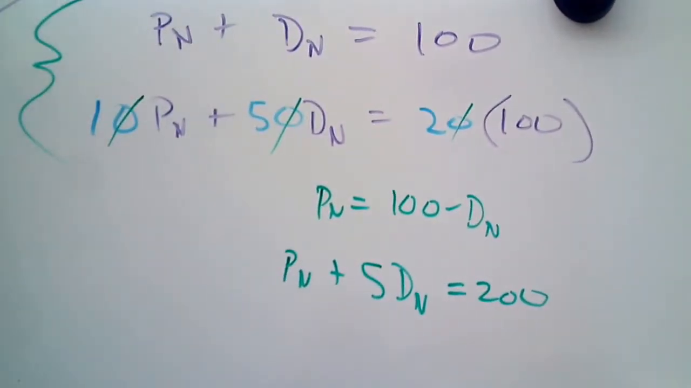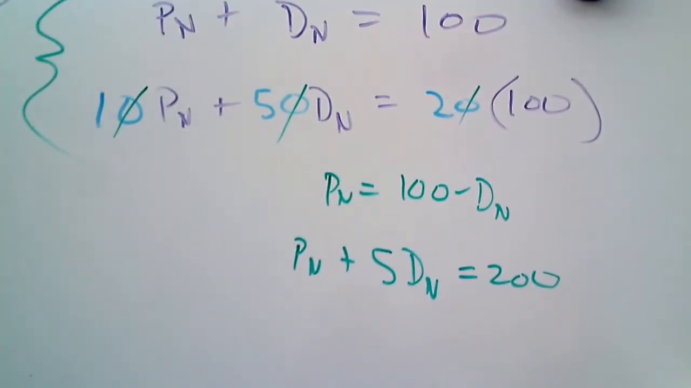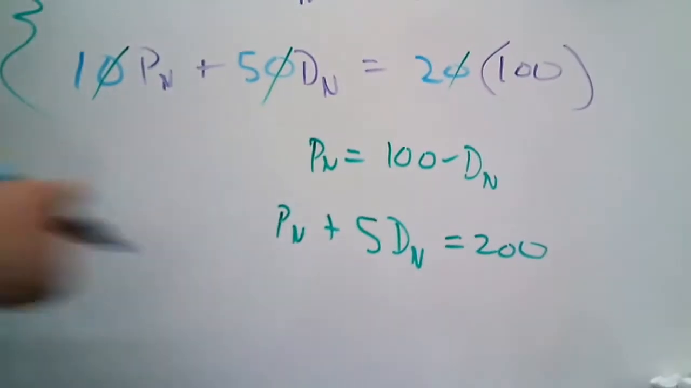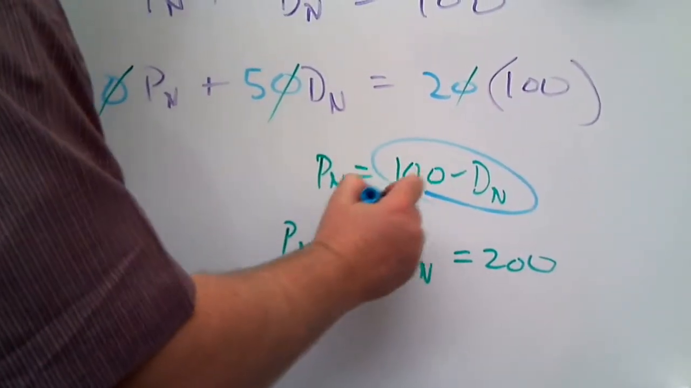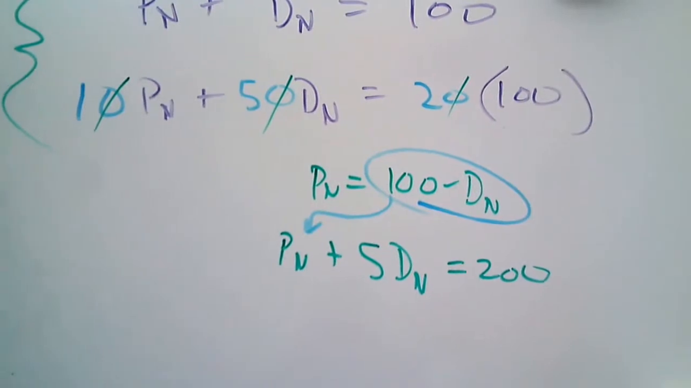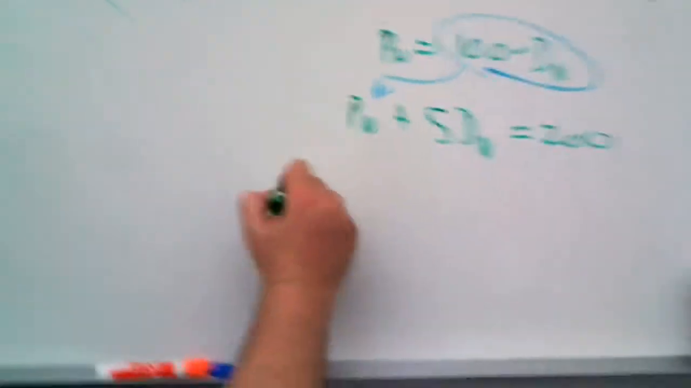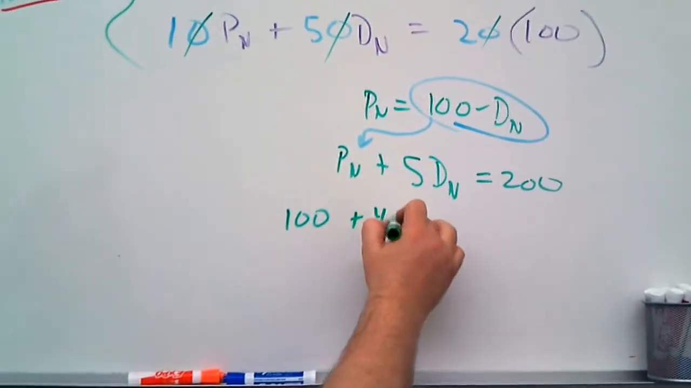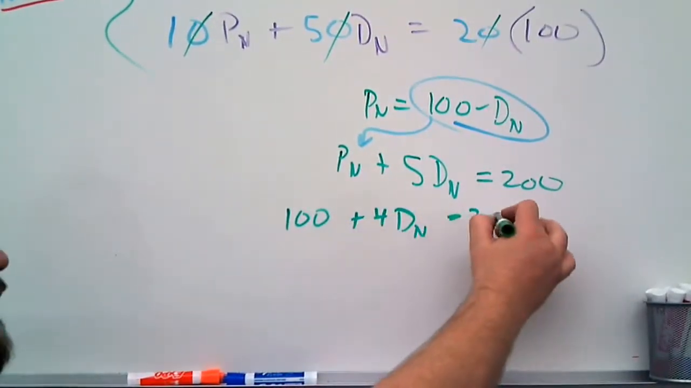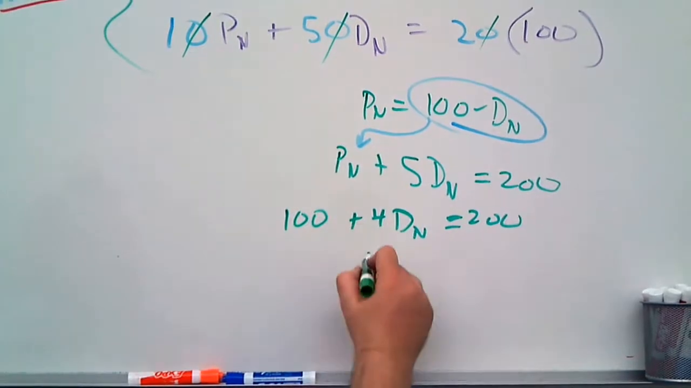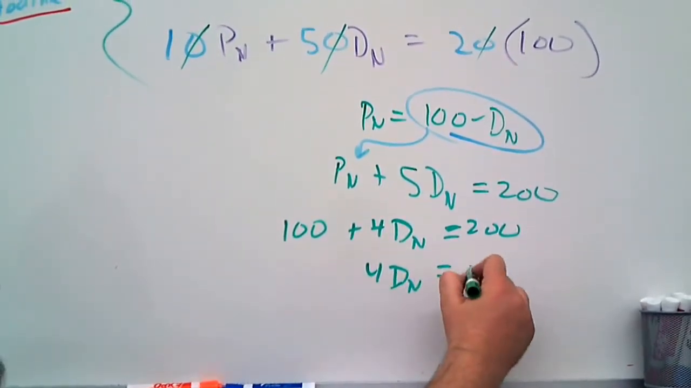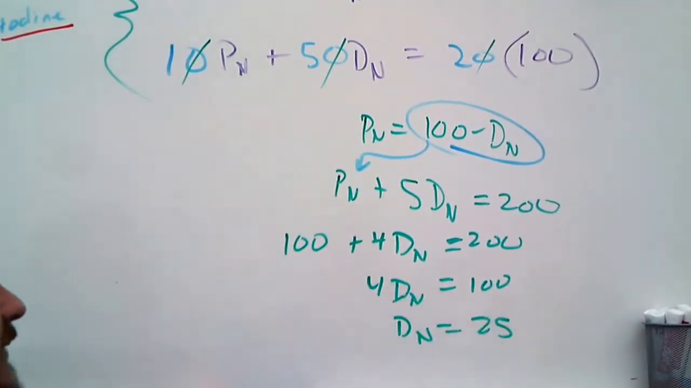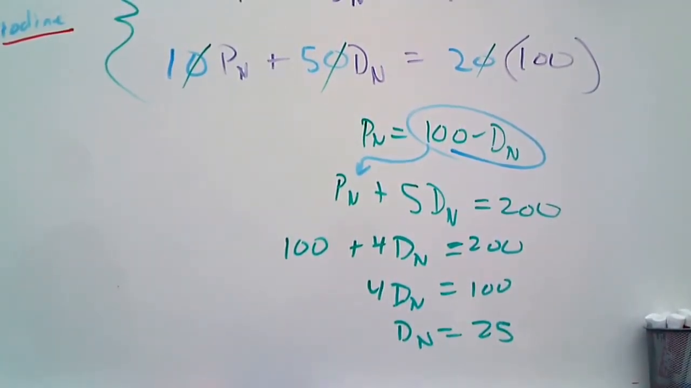And now my numbers are a little bit easier to work with. It's just kind of a general tip whenever you're working with these things. So we are going to substitute this in for Pn right here. So we've got 100 minus dn plus 5dn is going to be plus 4dn equals 200. Subtract 100 from both sides, and 4dn equals 100, and then dn equals 25. Am I done? No.